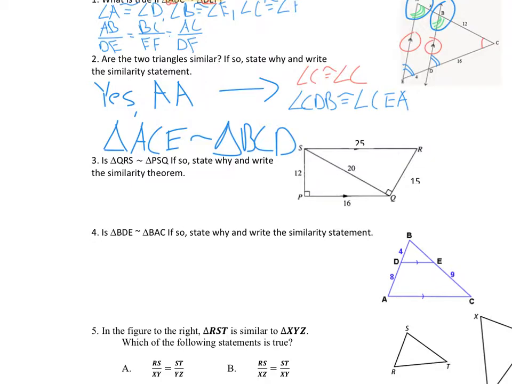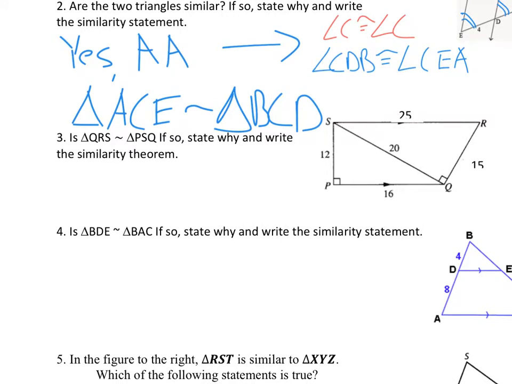So if we're doing side, we then need to determine which ones match up. Fortunately, they give us the similarity statement here, so we know which sides match with which. So I'm going to go QR.